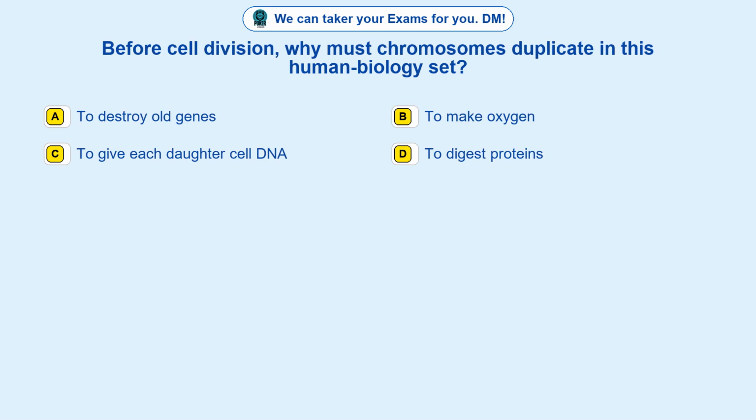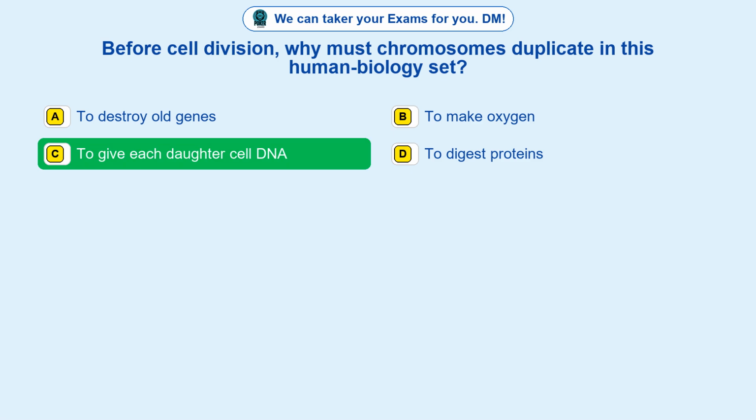Question 4. Before cell division, why must chromosomes duplicate in this human biology set? Option A, to destroy old genes. Option B, to make oxygen. Option C, to give each daughter cell DNA. Option D, to digest proteins. The correct answer is option C, to give each daughter cell DNA.